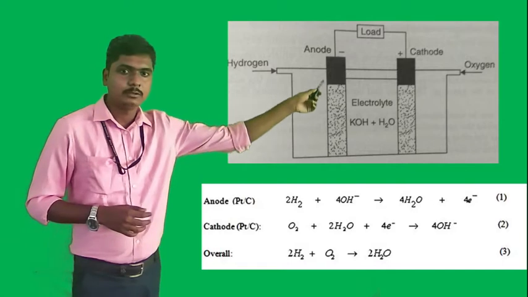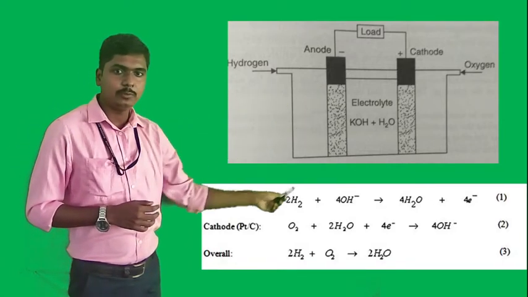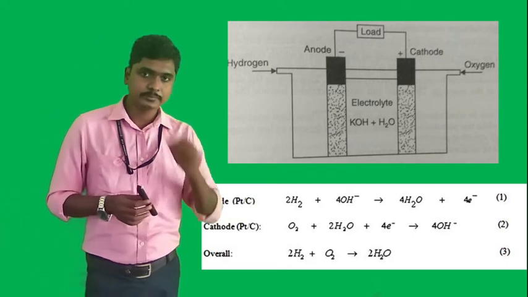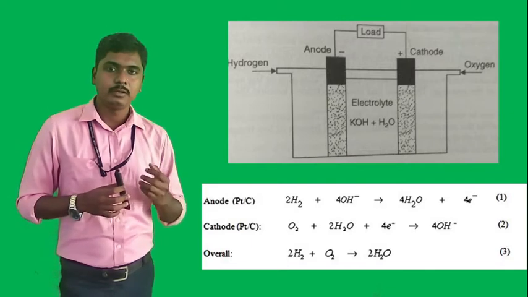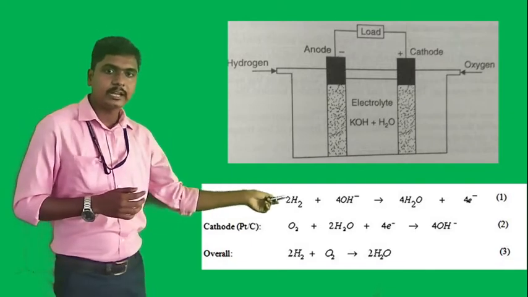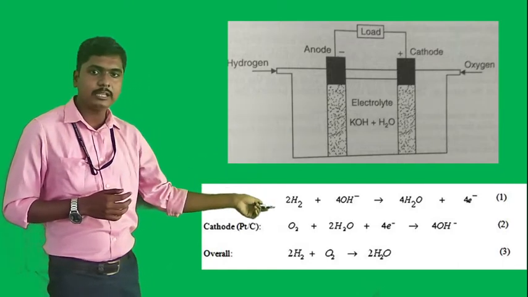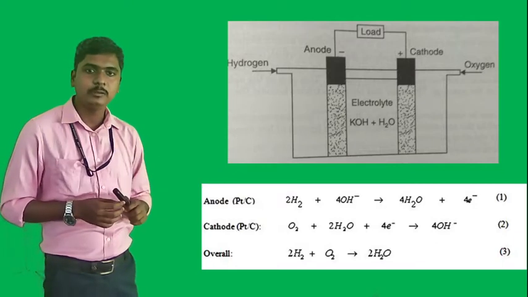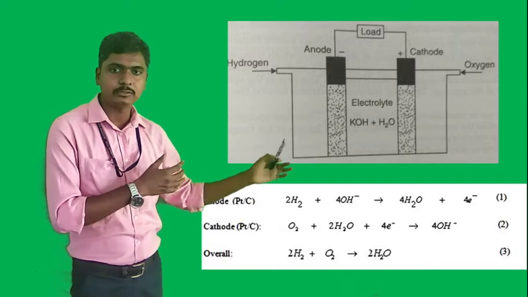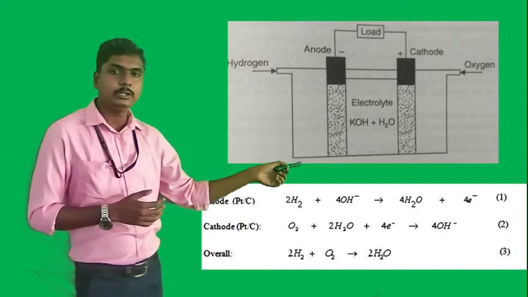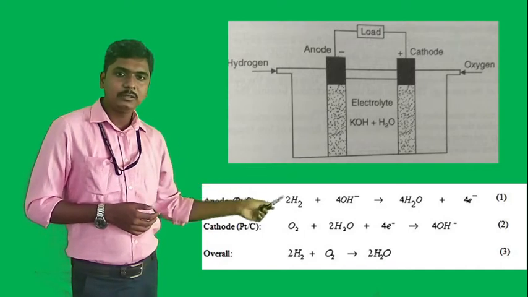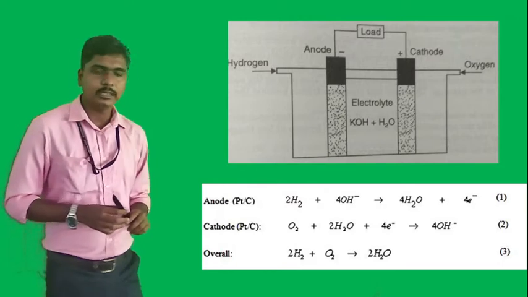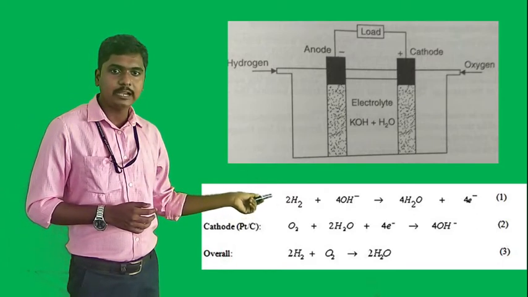So at anode, what happened? Here hydrogen is coming, so this hydrogen will be there. Now what is the function of the electrolyte? The function of the electrolyte is it will oxidize the hydrogen. Here near the anode, we have the hydrogen. That hydrogen will combine with hydroxide, OH minus. This KOH will break down into K plus and OH minus by the help of some catalyst. That OH minus will combine with hydrogen, so H2 plus OH minus, and we will get water. And if we will balance this chemical reaction, left side how many hydrogens are there?